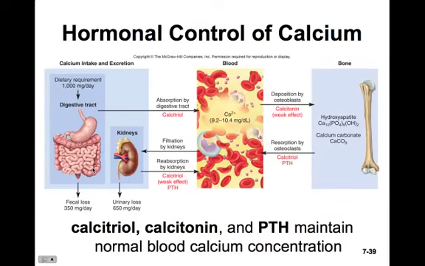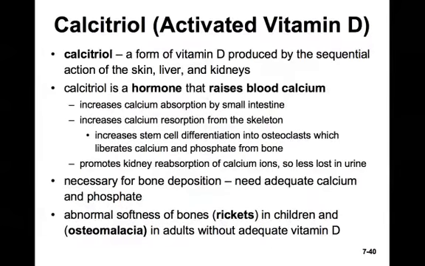So how is the homeostasis of these calcium ions regulated? There are three primary players. There's calcitriol, calcitonin, and parathyroid hormone. These are the hormones involved in maintenance of normal blood calcium concentration. This figure will really help us understand the functions of each of those. Let's look at them one at a time. We'll flip back and forwards.